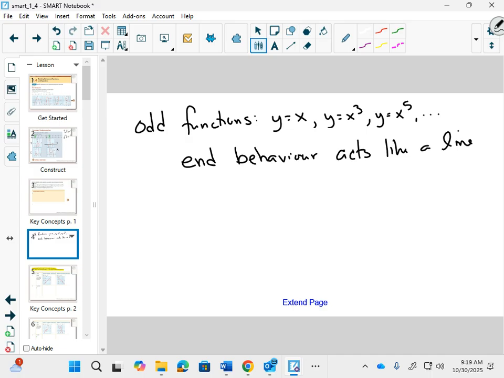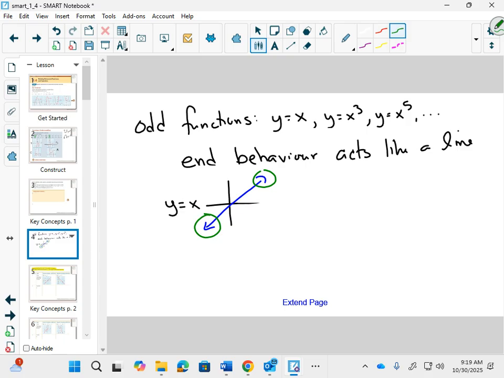Well, what do I mean by that? Well, if you have a positive coefficient, if I think about y equals x, this is my y equals x. The end behavior is where those arrows are. Every odd function that has a positive leading coefficient is going to start in the bottom left and end in the top right, just like a line would.